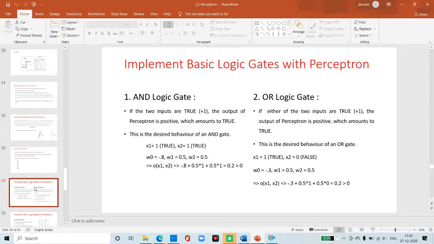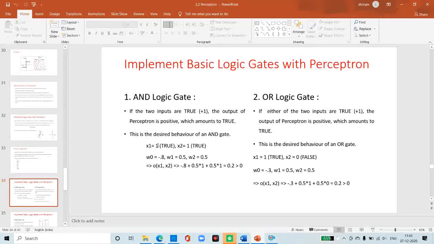Using these logic gates, we can implement the perceptron. So this is the implementation of basic logic gates with the perceptron, AND and OR. If the two inputs are true, plus 1, and the output of the perceptron is positive, which amounts to true. So the final is true. This is the desired behavior of an AND gate.